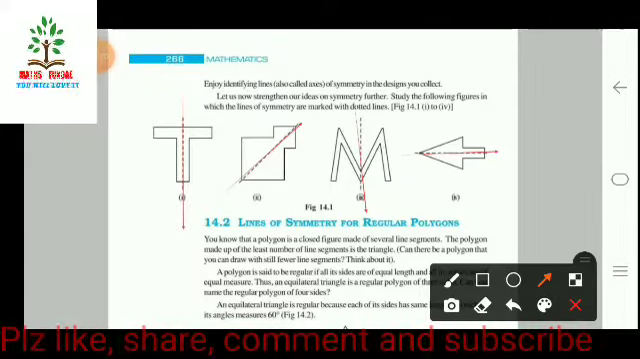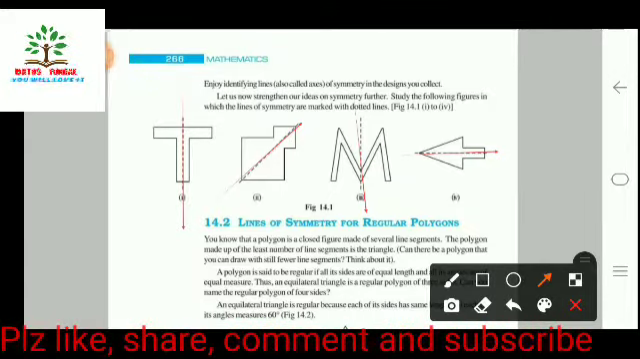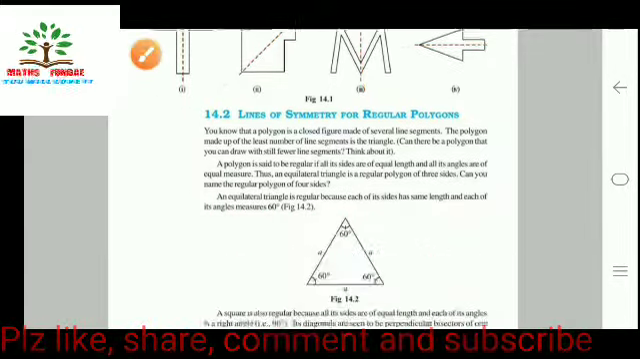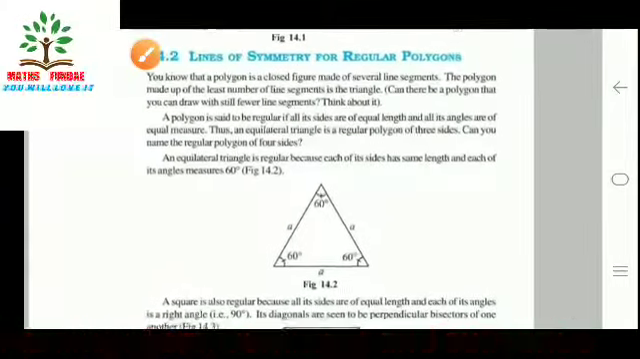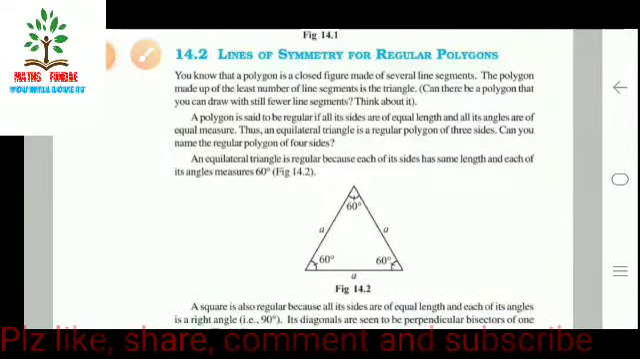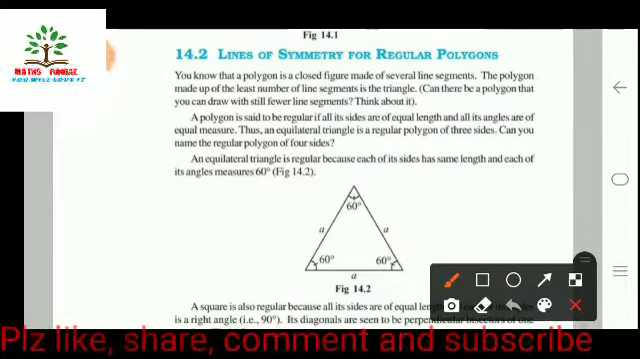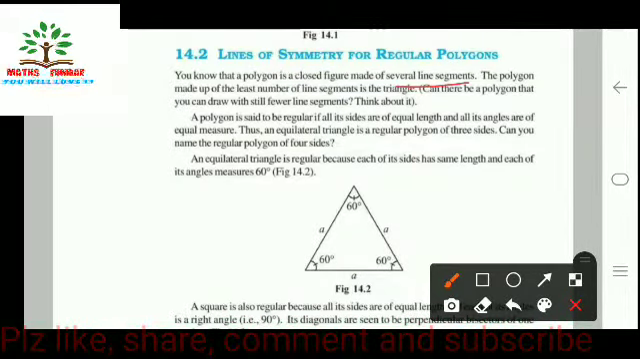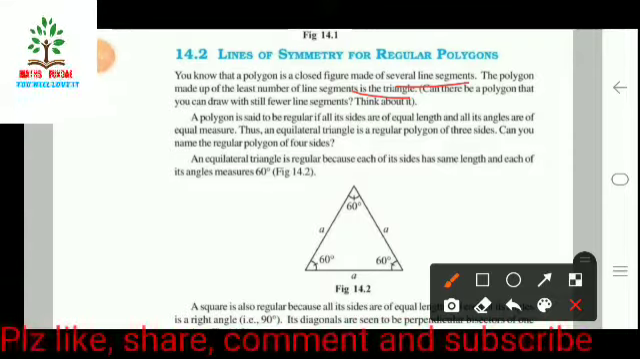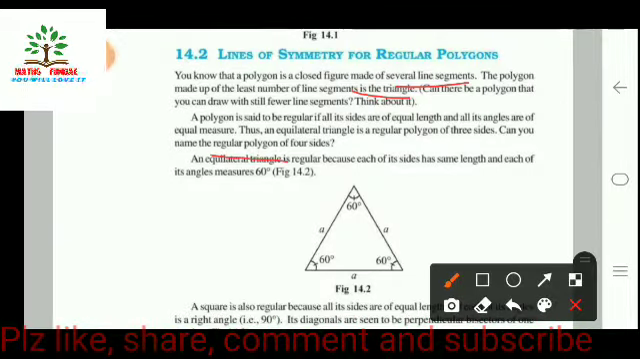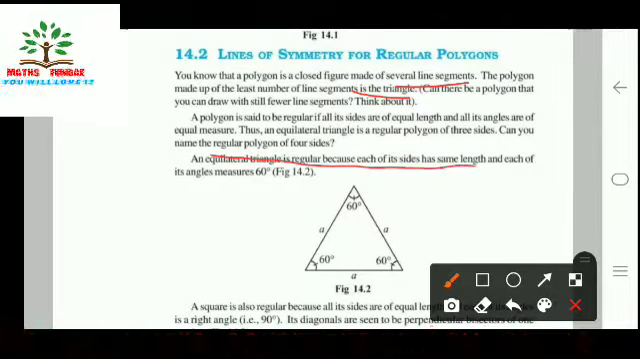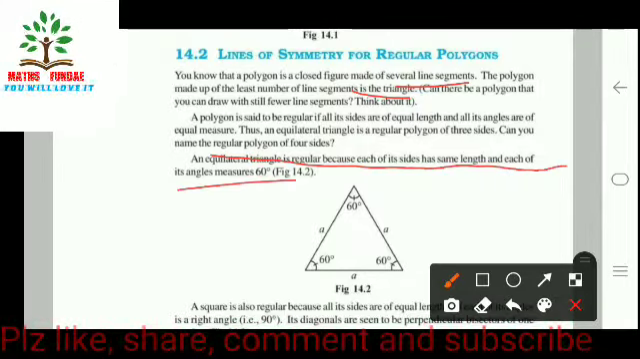Now, the line of symmetry for regular polygons. You know that a polygon is a closed figure made of several line segments. The polygon made of the least number of line segments is a triangle. An equilateral triangle is regular because each of its sides has the same length and each angle measures 60 degrees.